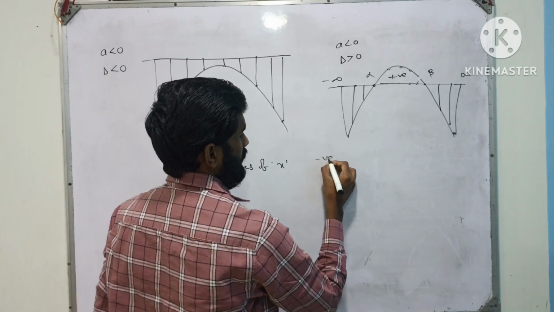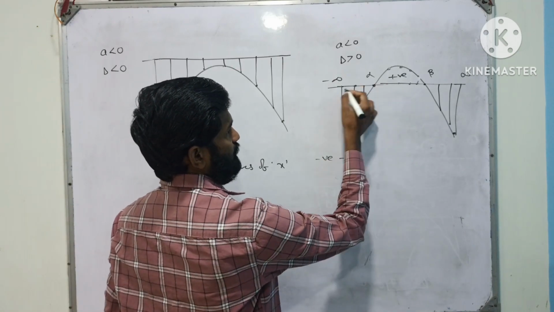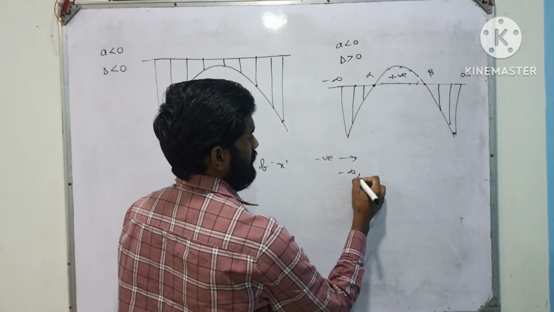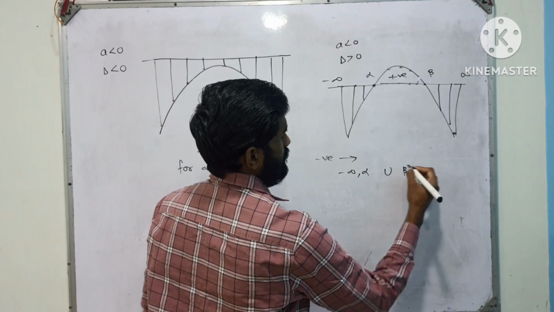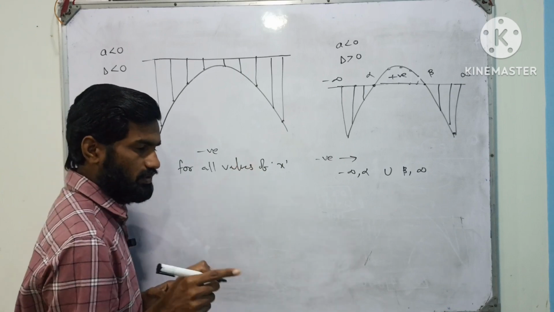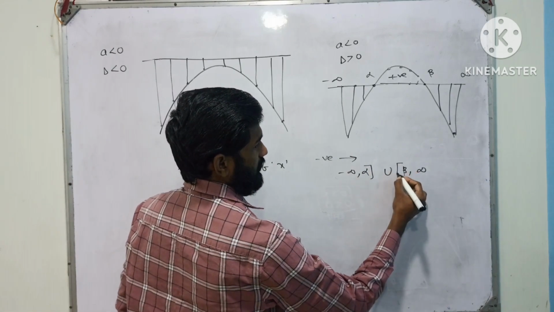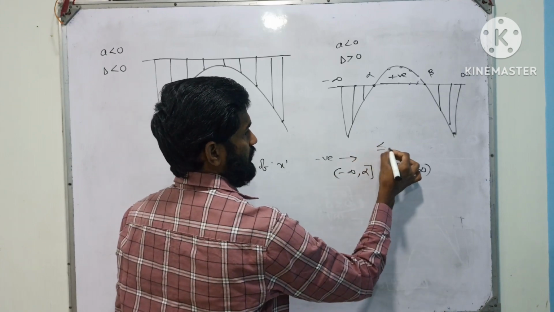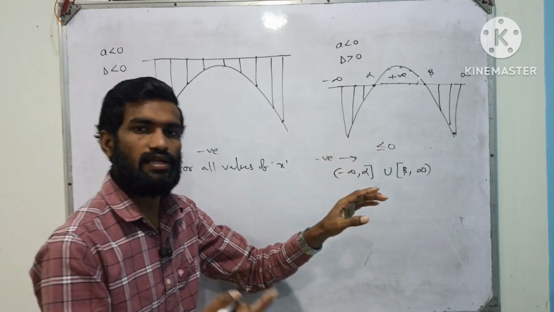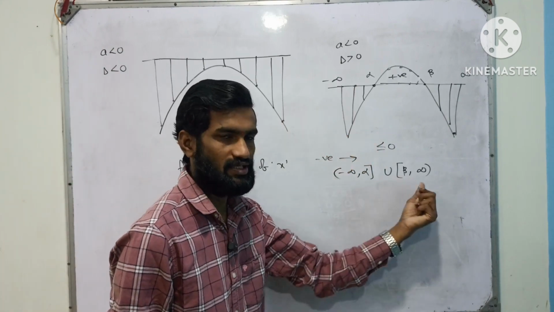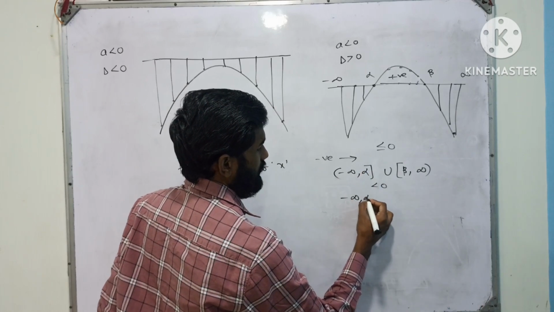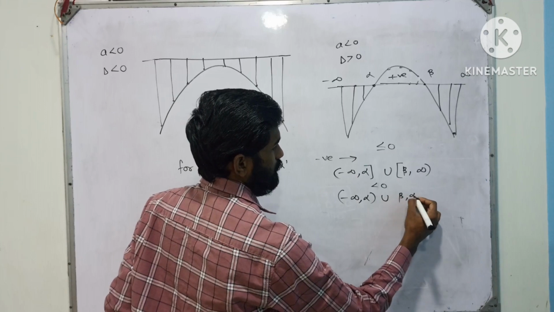Where are we getting negative? Negative we are getting from minus infinity to alpha union beta to infinity. Okay, here if he is asking for less than or equal to 0, you will get a closed bracket. Less than 0 means negative, equals to means equals to is also possible, so we need to include alpha and beta. If it is only less than 0, then minus infinity to alpha open bracket union beta to infinity.